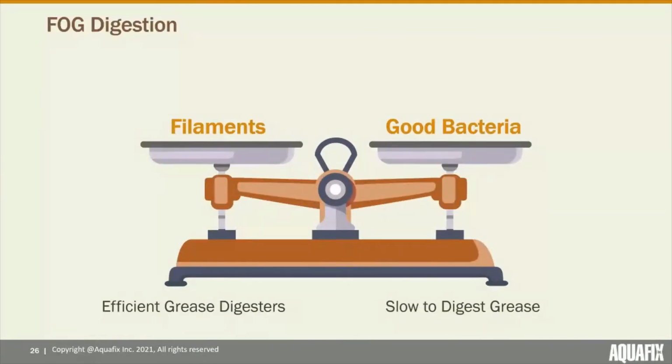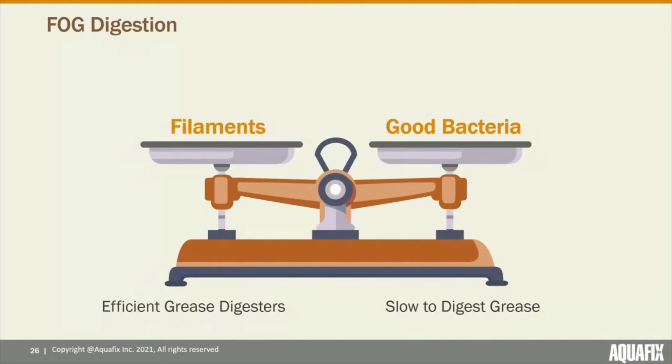All right, the next thing, fats, oils, and grease digestion. This is a big one for foaming filaments. You have this competition between filaments and good bacteria. Well, good bacteria need to do more work in order to metabolize grease. Good bacteria have to first hydrolyze the solid grease in the system by excreting enzymes. This can break down the solid grease to give the bacteria more of an opportunity to work with them.